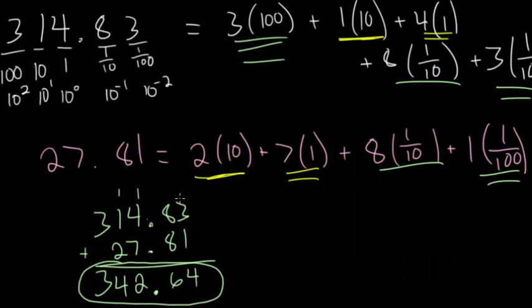But it should make some sense, because just think about the whole number parts. 314 and 27, when you add those together, you get 341. And then we're adding 83 hundredths to 81 hundredths, which is why we go up another 1 in the ones digit.